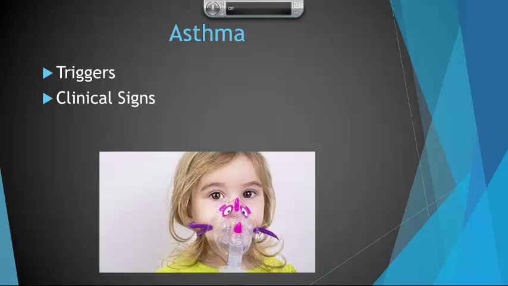The primary survey will vary based on the degree of obstruction and the presence or absence of respiratory fatigue. In mild to moderate respiratory distress, the child will be awake and alert, sometimes preferring a seated posture.